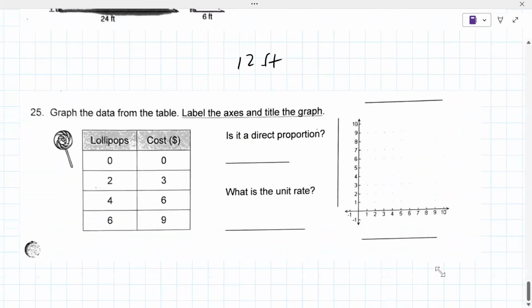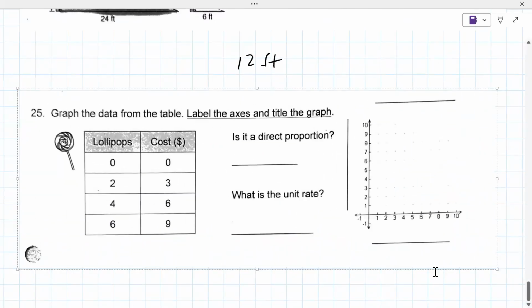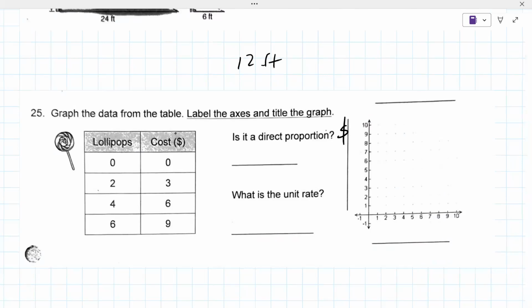All right, 25 here. We talked, and sometimes you have to go back to a previous problem to figure out which units go where, but money is almost always on the y-axis. It's usually x and then y, so that's lollipops. Can I graph this? Do you have a ruler? Sure, if you'd like. Definitely will help.